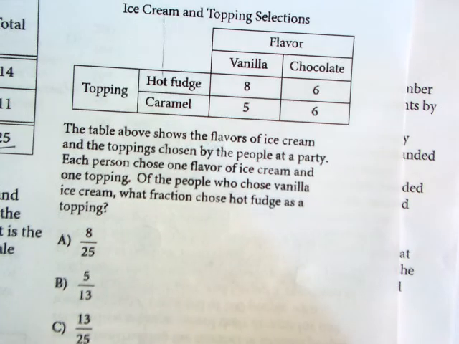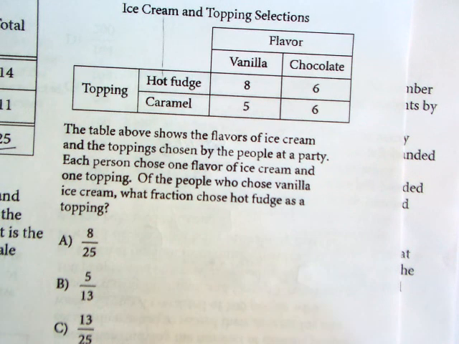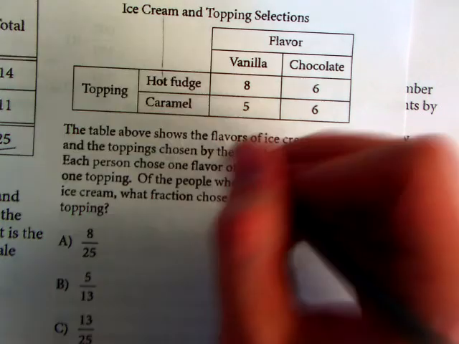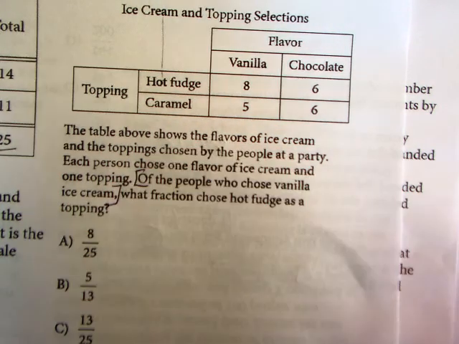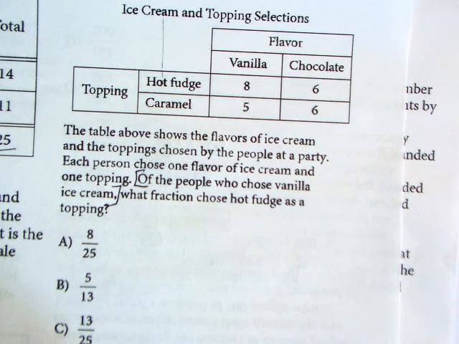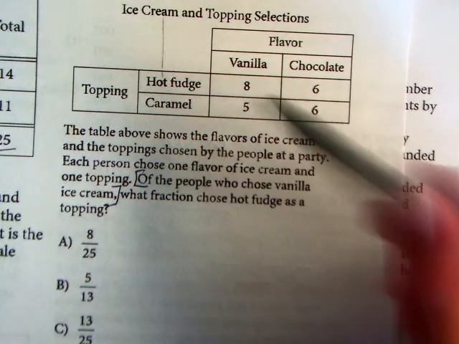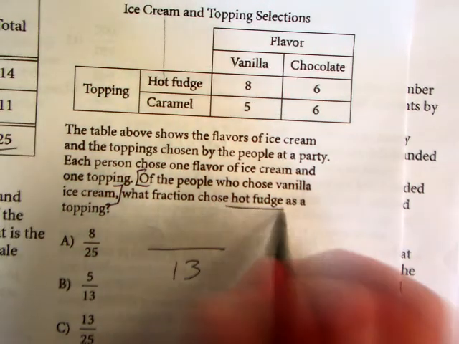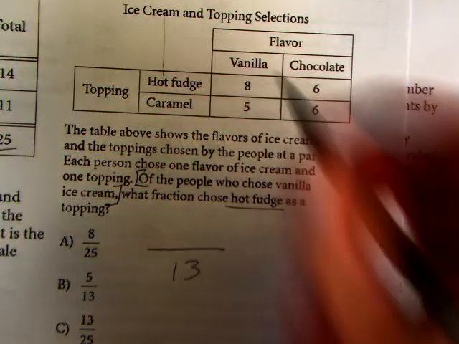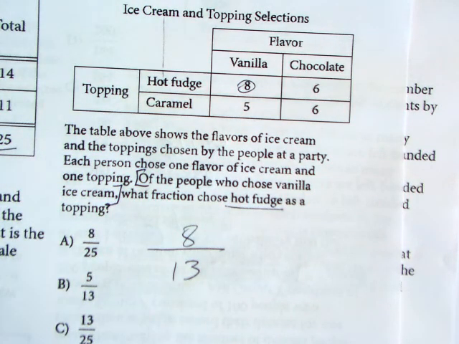Ice cream and topping selections. First off, of the people who chose vanilla ice cream. That tells us we're looking at the sum of column 1, 8 plus 5. Out of all these 13 people that chose vanilla ice cream, what fraction chose hot fudge as a topping? Well, 8 of them did. Our fraction is 8 over 13.